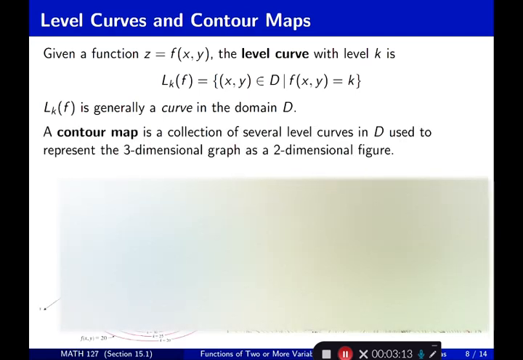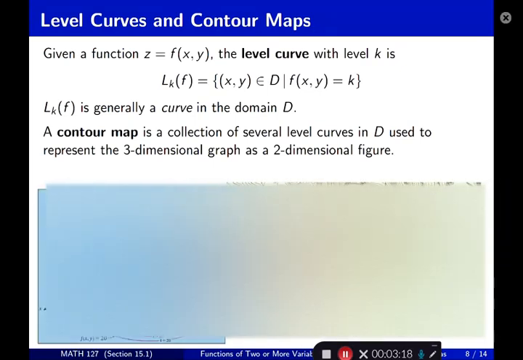Like right here, you look at all the points with z values equal to a constant, and then you look at the image of that in the domain, or the projection of that on the domain, which is going to be the domain of that curve. Basically, a contour map is a collection of several level curves in D. And it's used to represent a three-dimensional graph as a two-dimensional figure.